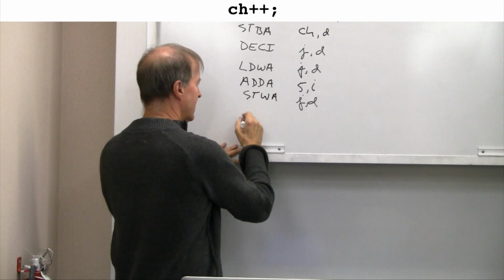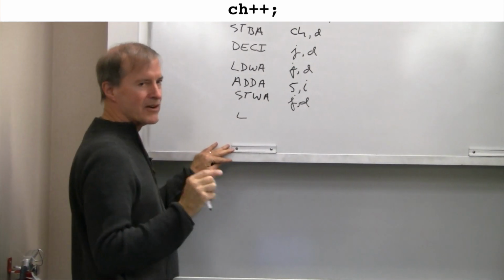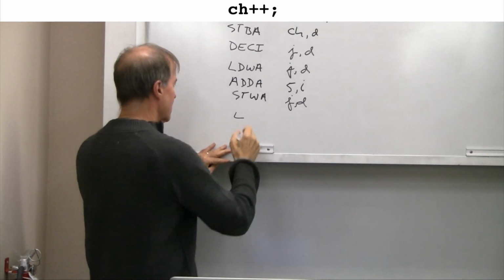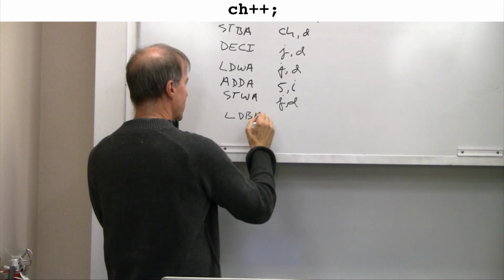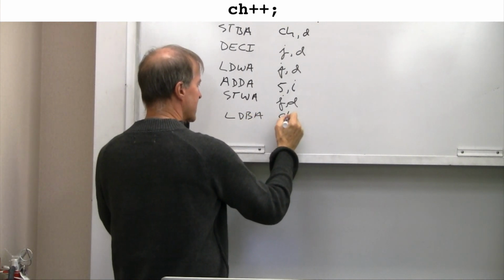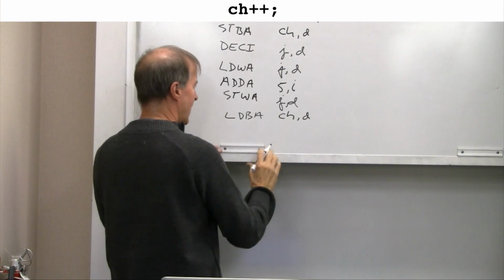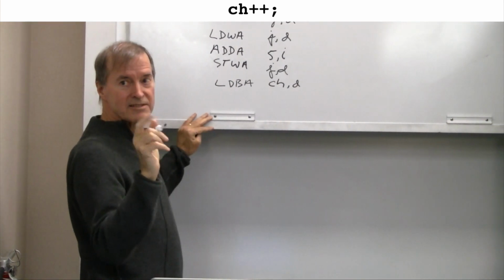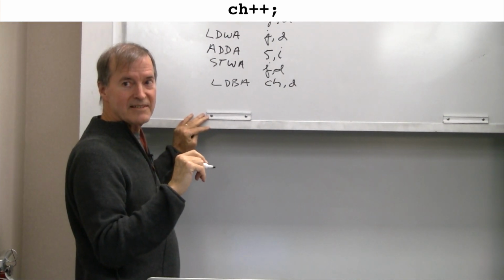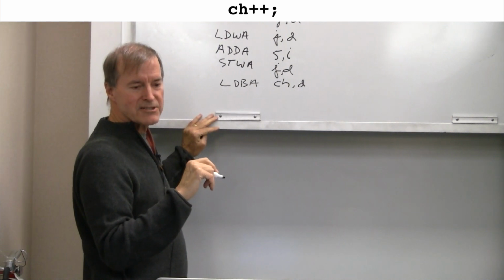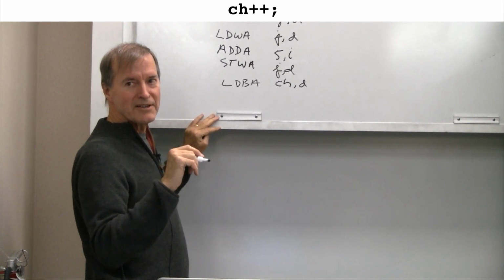Say it again? Well, it's a character, so load byte. Load byte accumulator from where? CH, addressing mode direct. And then next? That CH++ is like CH gets CH plus 1.